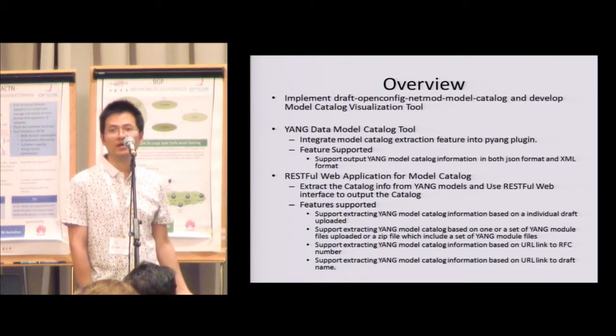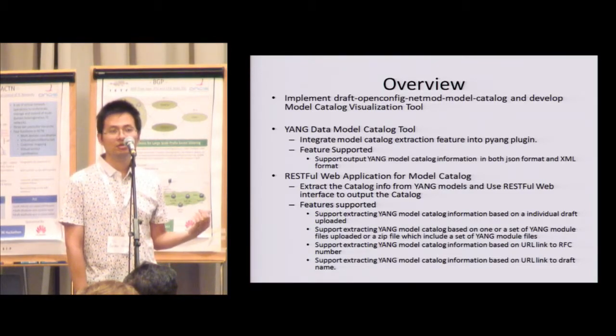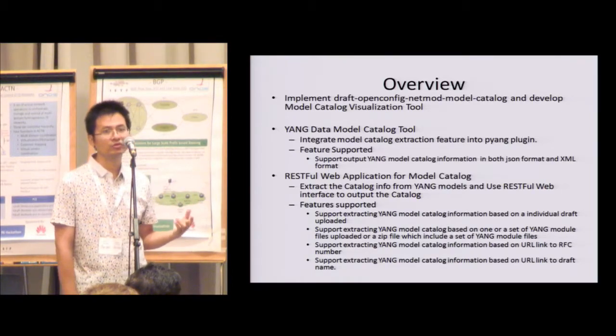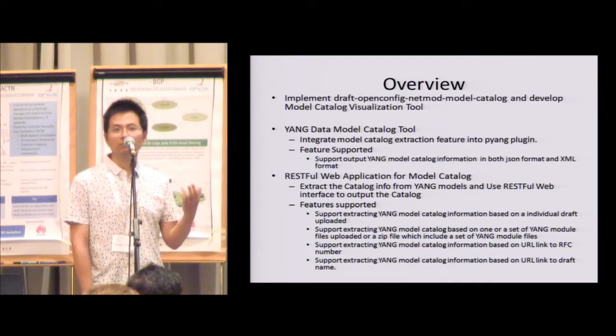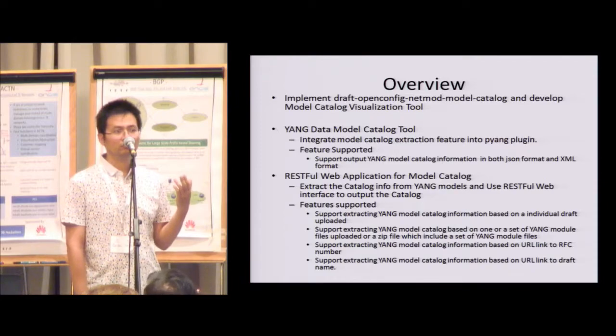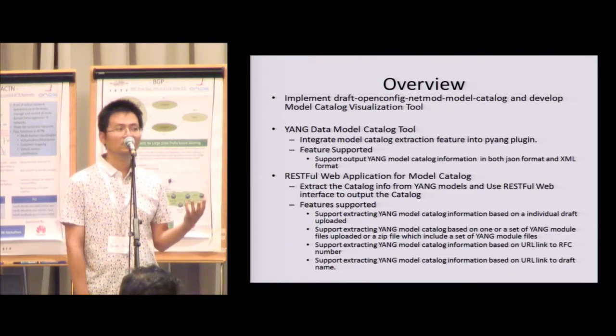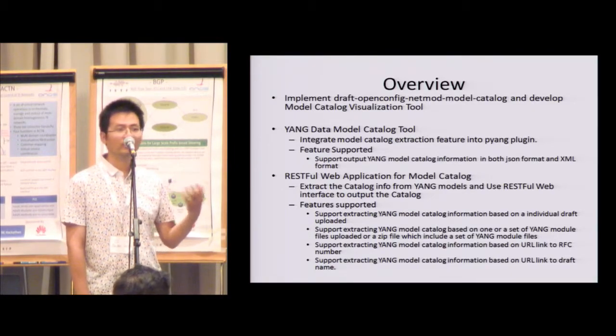For the model catalog, we started from the last Hackathon meeting, and we wrote this code, but we think there are a lot of bugs, because we tried to come up with our own algorithm to identify some key elements. We think it is more useful to reuse the existing pyang plugin. So we integrated this model catalog into the pyang plugin, and we can run the pyang tools and get the model catalog information automatically.